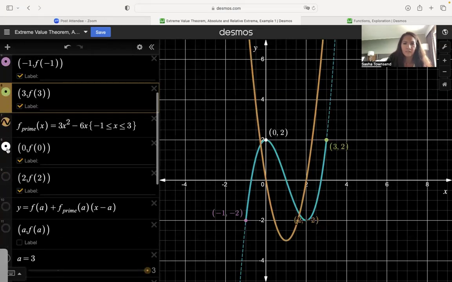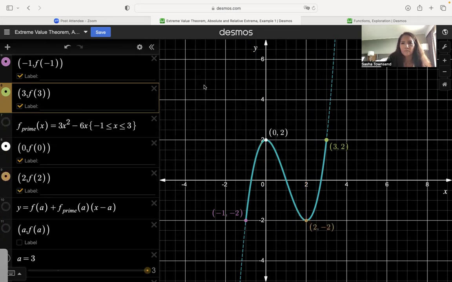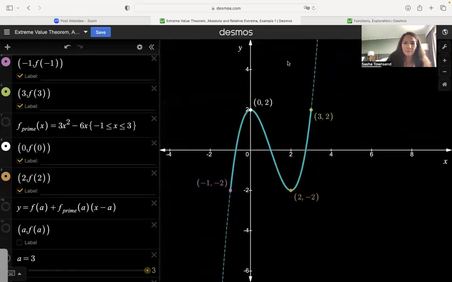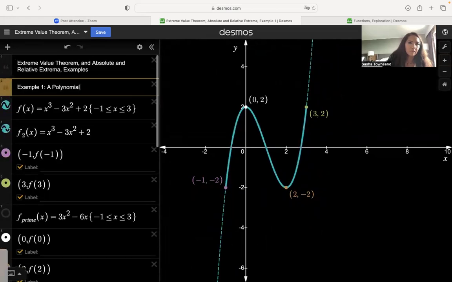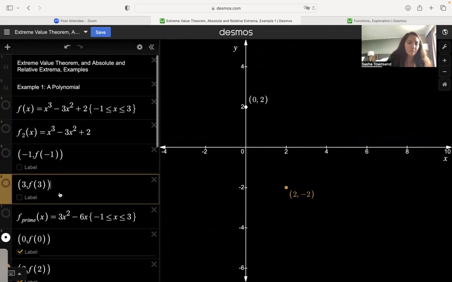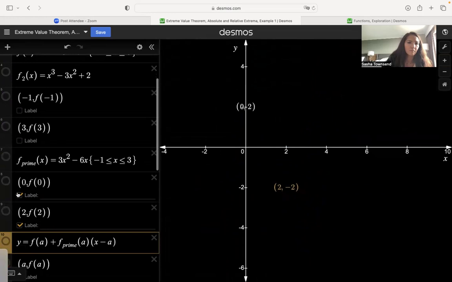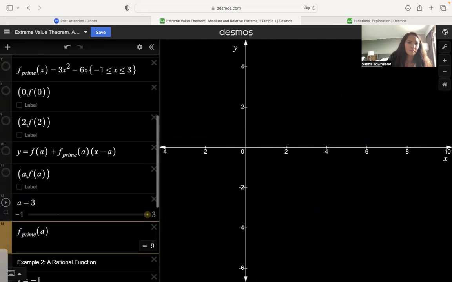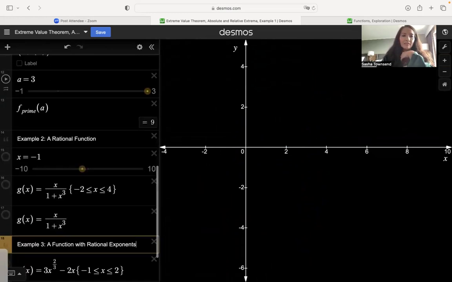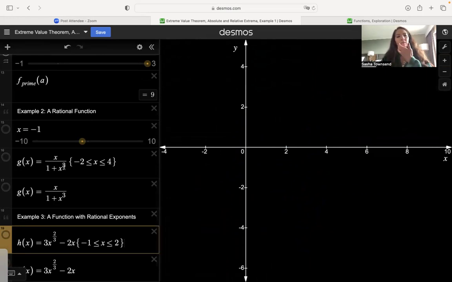Let's go back to the extreme value theorem. Red lines are a little bit distracting now. Let's use the extreme value theorem for a different function. So here we've got a rational function, g of x equals x, divided by the quantity 1 plus x cubed. We know 1 plus x cubed will equal 0 at x equals -1. So we're going to have a vertical asymptote at x equals -1.